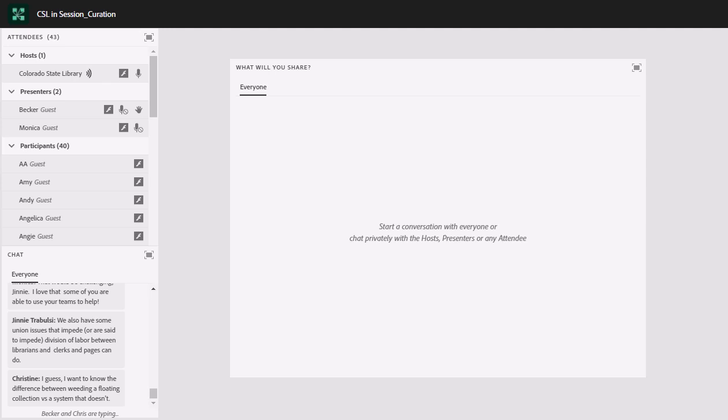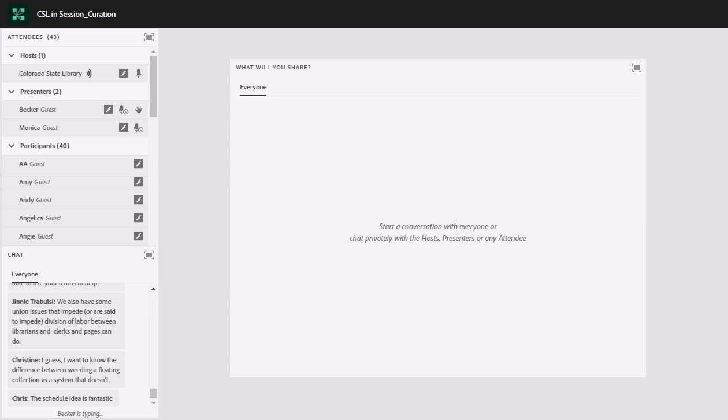And then revisiting some of the questions I saw come through, there was a question earlier about cookbooks. Do you guys have any special procedures for cookbooks? Maybe one or two pages are stained.